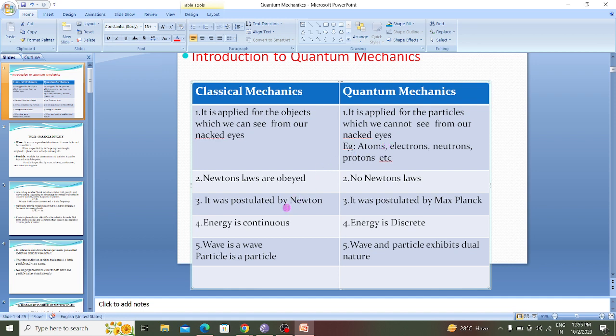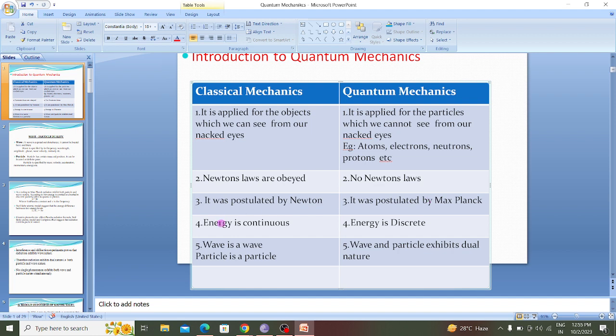Next, classical mechanics is postulated by Newton. Newton has given the classical ideas about classical mechanics. Quantum mechanics is postulated by Max Planck. You might have studied about Planck's constant, h. If we find h, it is related to quantum mechanics.